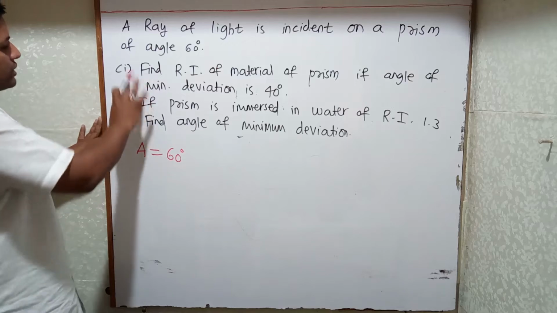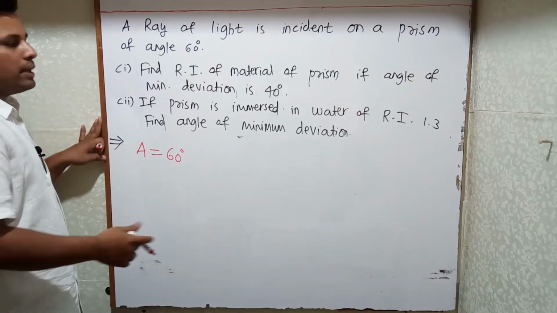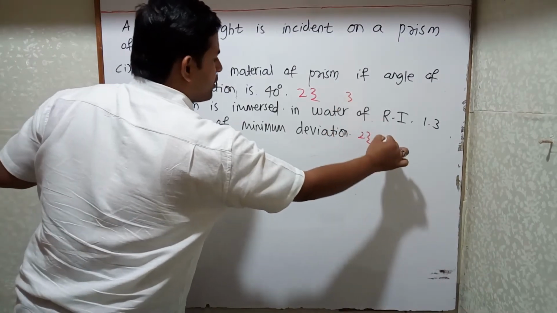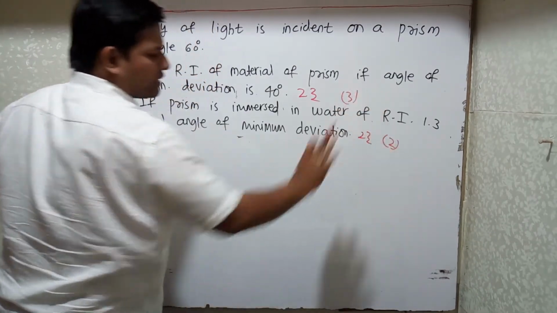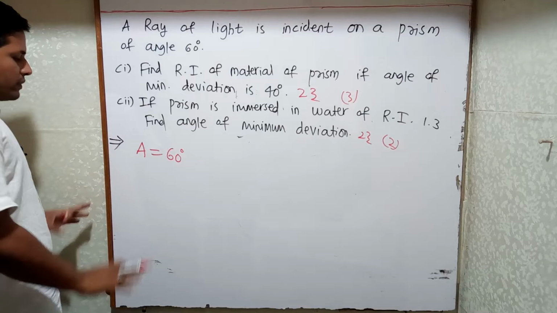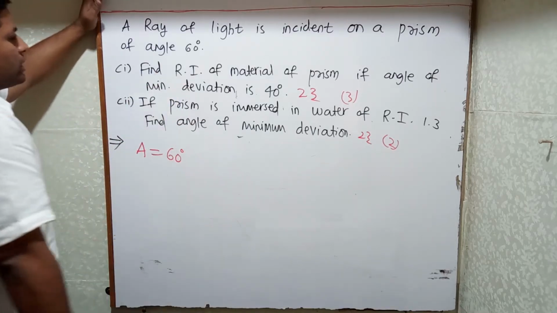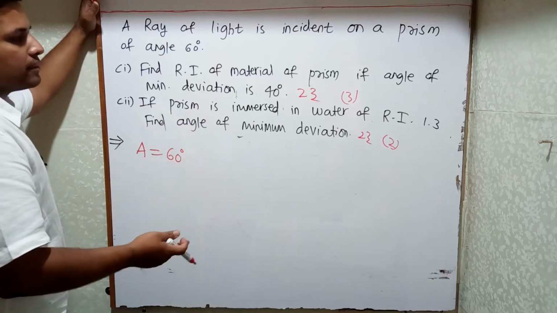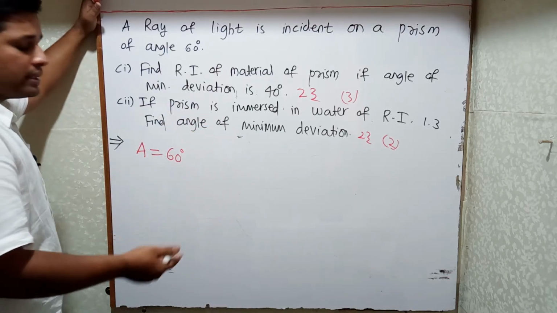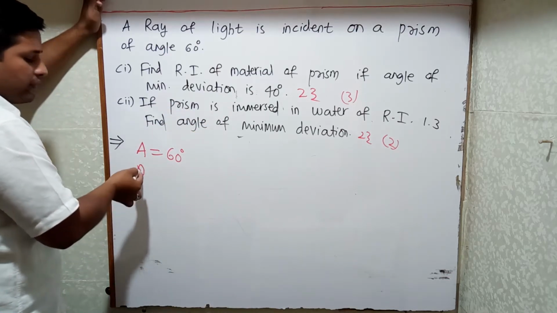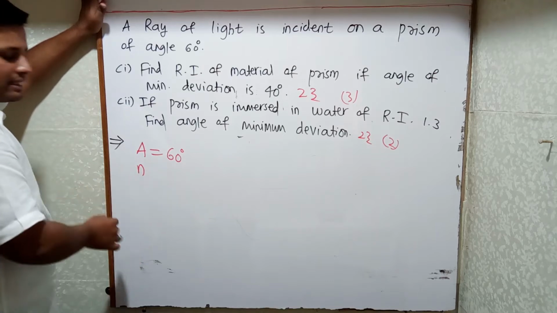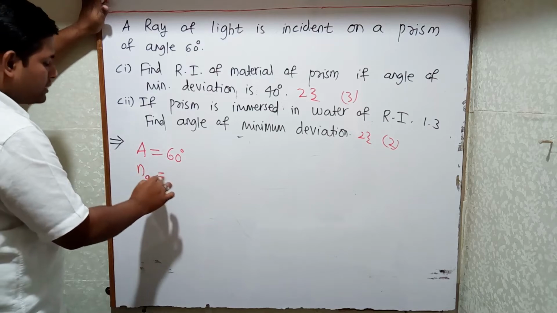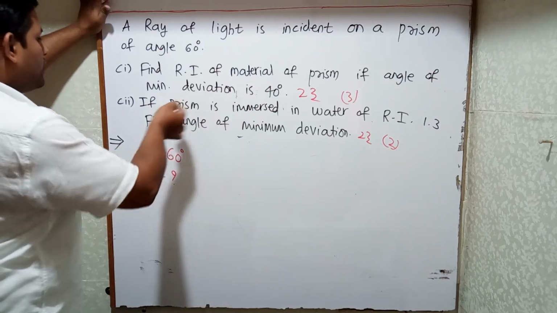Okay, then what is asked? Two questions are asked. This is for 5 marks, no? Maybe 2.5 and 2.5, or 3 and 2, or maybe 2 and 3, whatever distribution is there. That's okay, no problem. What they are asking: find the refractive index of the material of the prism. The prism's refractive index symbol we take as N, and the material is made up of glass, so Ng we will take.